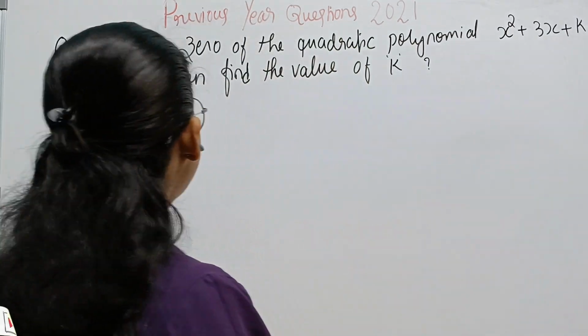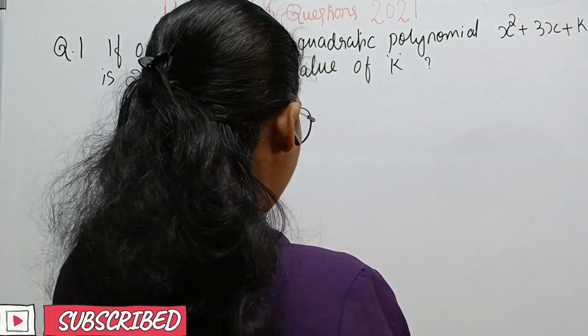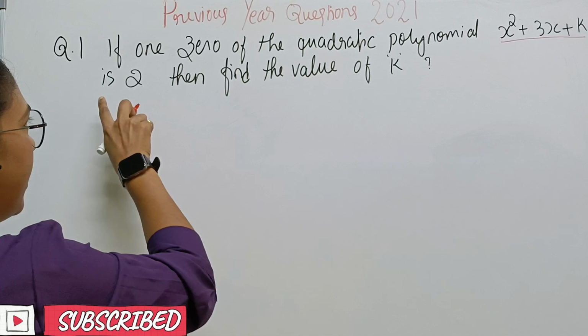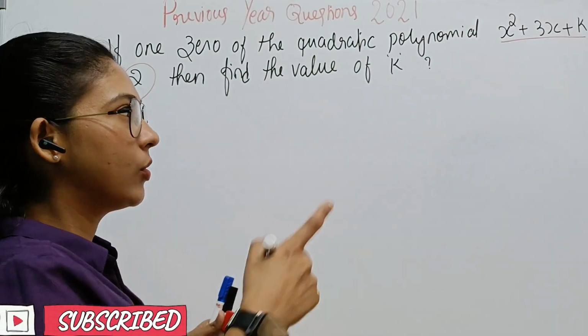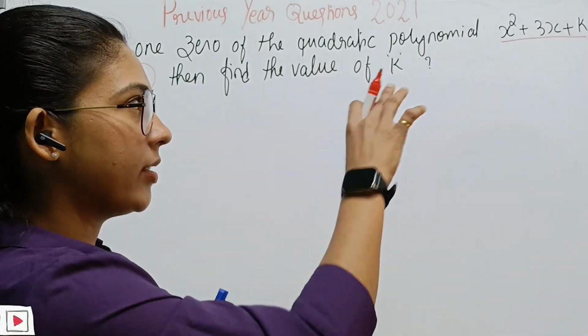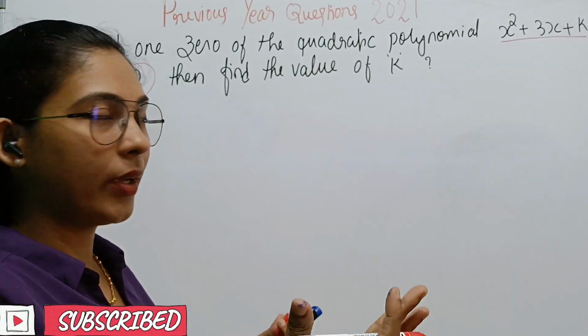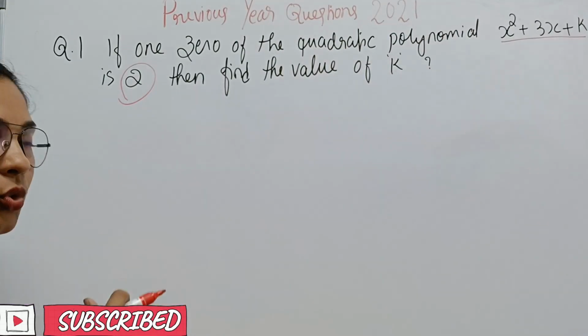So, dear children, in this class we are discussing PYQ 2021. The first question is, if one zero of the quadratic polynomial x square plus 3x plus k is 2, then find the value of k. Given a polynomial with a constant k, we don't know the value of k, we have to find it. The given hint is one of the zeros is 2.